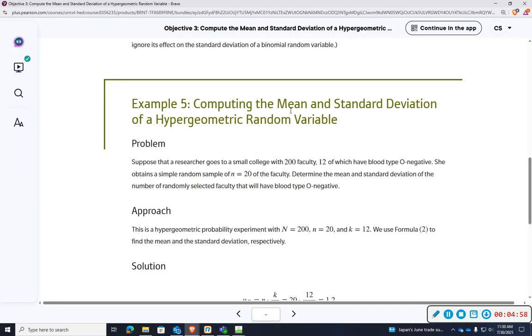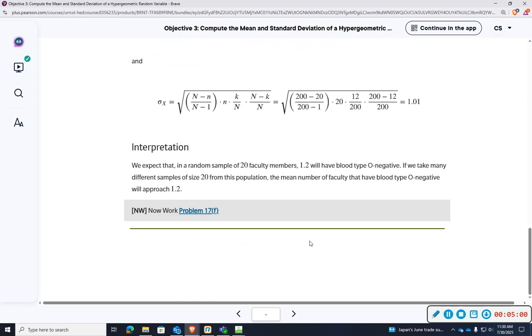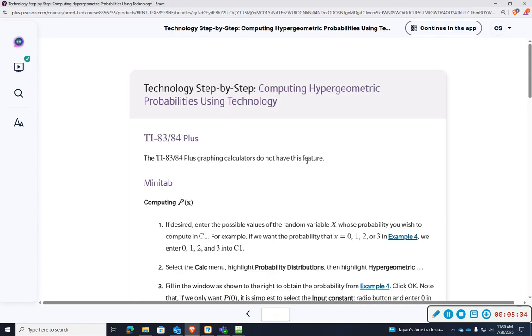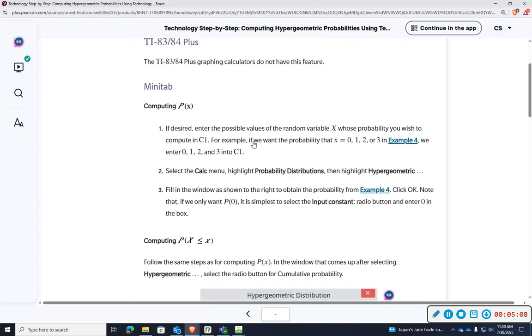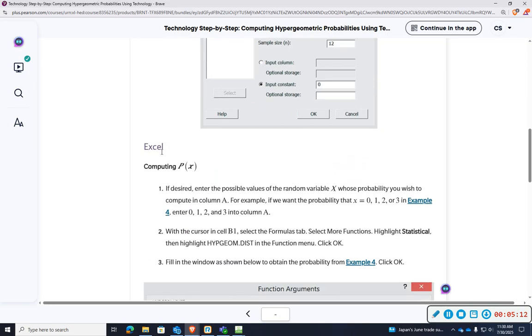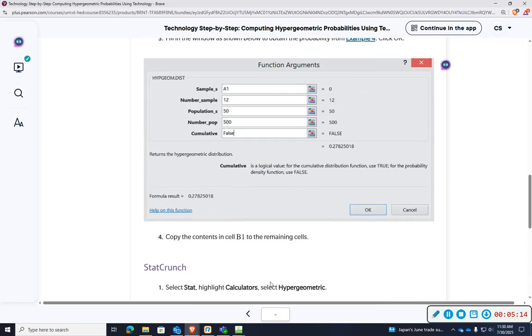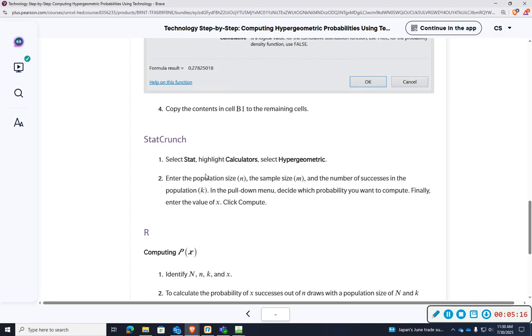And then you have some examples showing those and interpreting those. And then they show you how to do it with technology. So this is if you're using a calculator, if you use Minitab, if you use Excel, and StatCrunch is the one that we'll be doing. We'll be going to Stat, Calculators, go to the hypergeometric formula, and then input the variables.